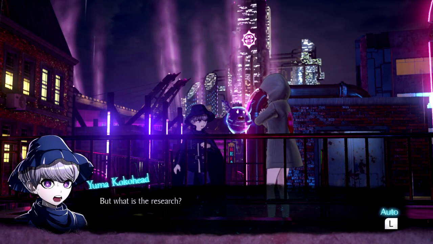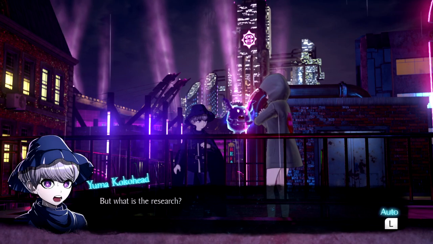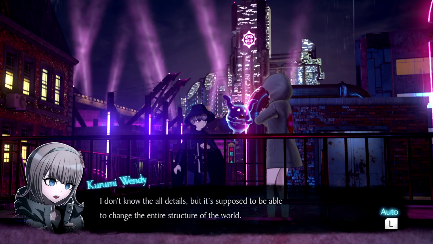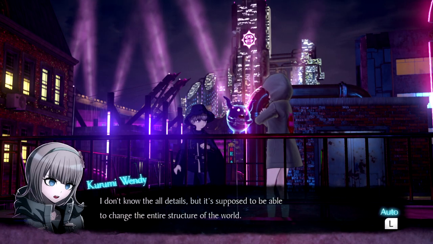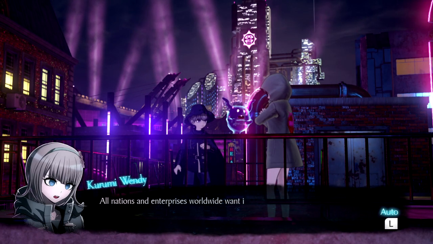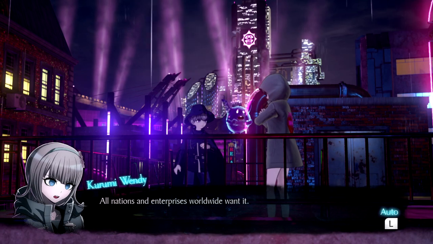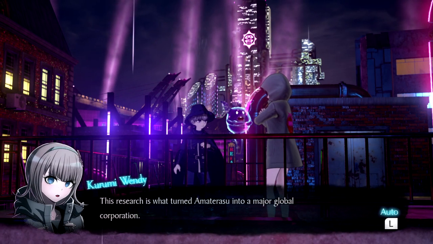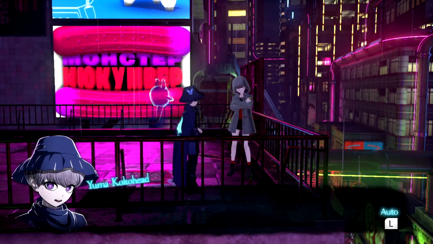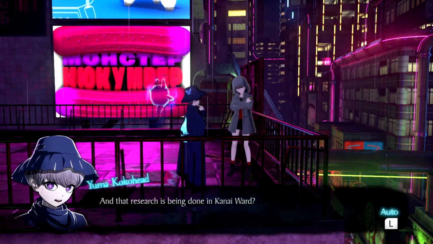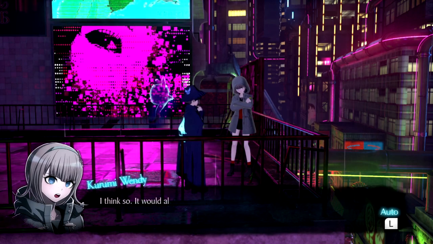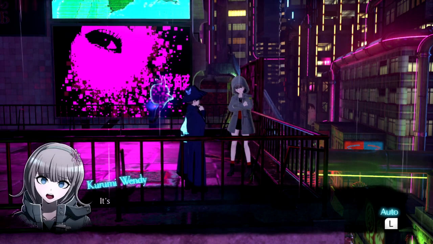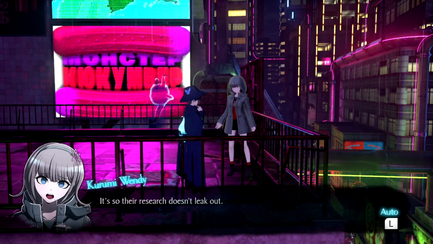But what is the research? I don't know the details, but it's supposed to be able to change the entire structure of the world. All nations and enterprises worldwide want it. This research is what turned Amaterasu into a major global corporation. And that research is being done in Kanai Ward? I think so. It would explain why Kanai Ward's been isolated. It's so their research doesn't leak out.